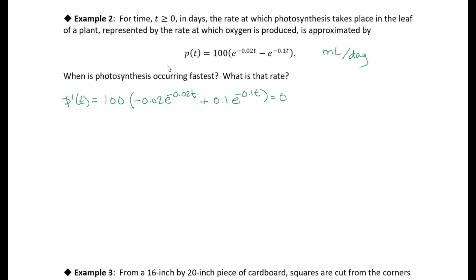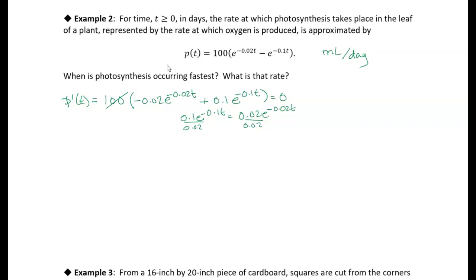We need to set it equal to 0 to find our critical points. First I'm going to divide both sides by 100, and then I'll get the thing in parentheses equal to 0. So that means 0.1 e to the minus 0.1t is equal to, adding 0.02 e to the minus 0.02t to both sides, 0.02 e to the minus 0.02t. And now I'm going to divide both sides by this 0.02.